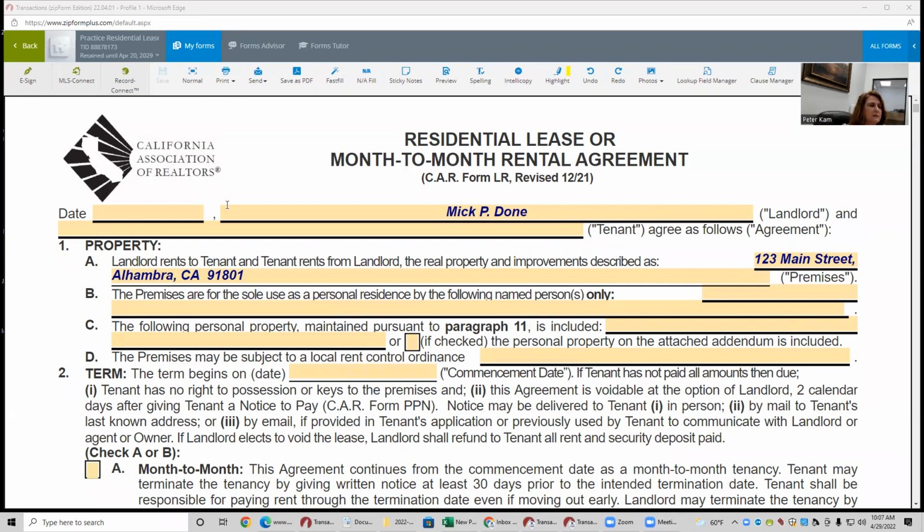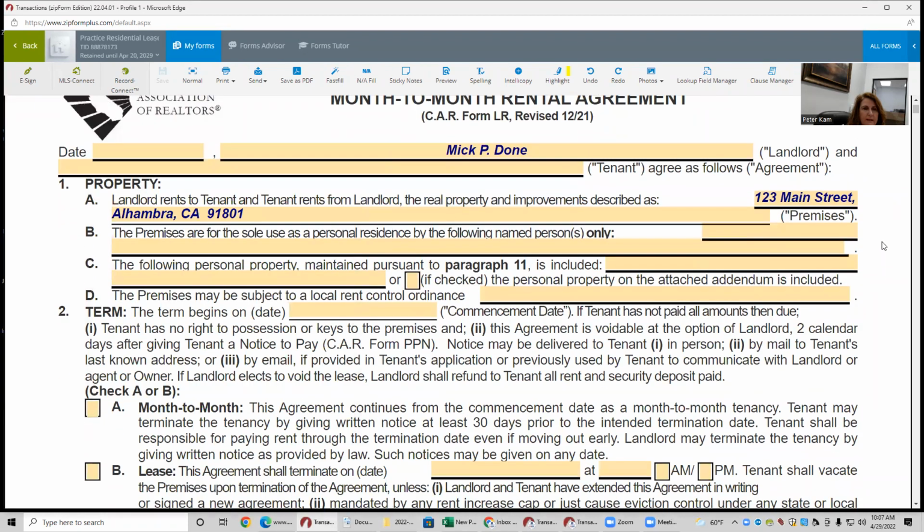Okay, so we'll start at the top. The date that you type the agreement goes in here, your landlord name here, and the tenant name. Now, if you're the listing agent on this property that is up for lease, it is normally your responsibility, whether you represent the tenant or not, to type this agreement up for the landlord. And if you are the tenant's agent, it's good that you understand what you're reading on this form.